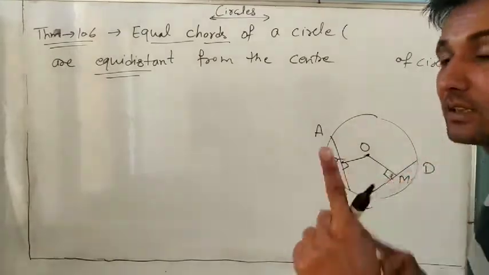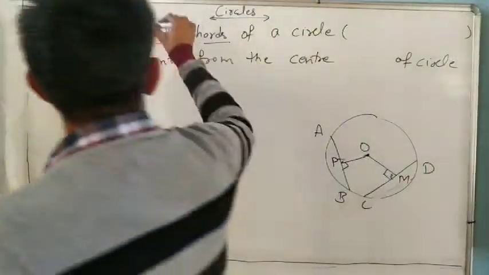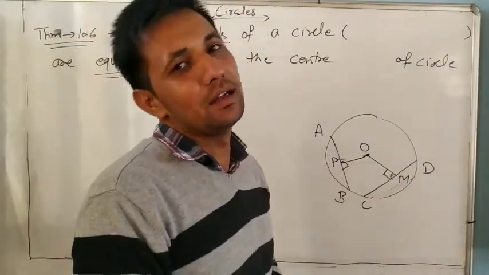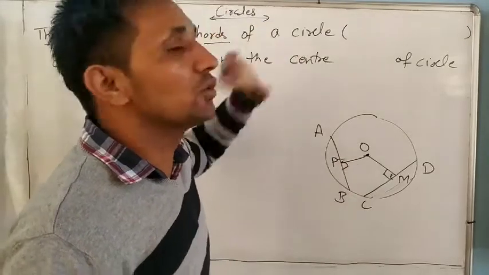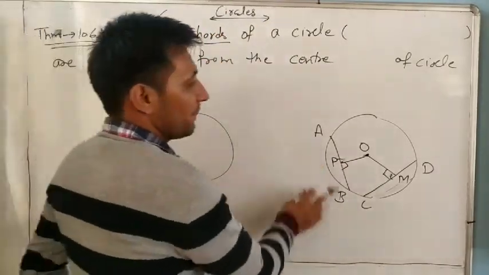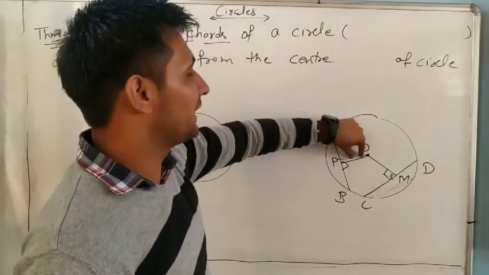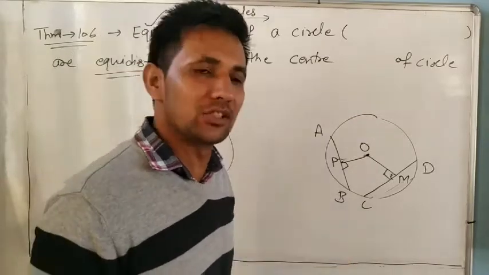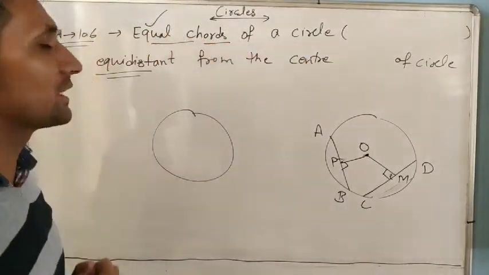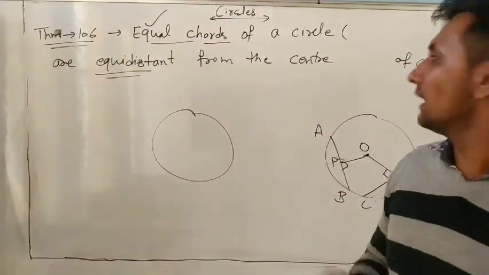In what case? If chords are equal. Very important. Equal chords of a circle are equidistant from the center. We will directly use this statement. Many of the questions are given. These AB and CD are two equal chords, and if OP is 6 cm, find OM. So OM is also 6 cm, by using theorem 10.6: equal chords are always at equal distance from the center.